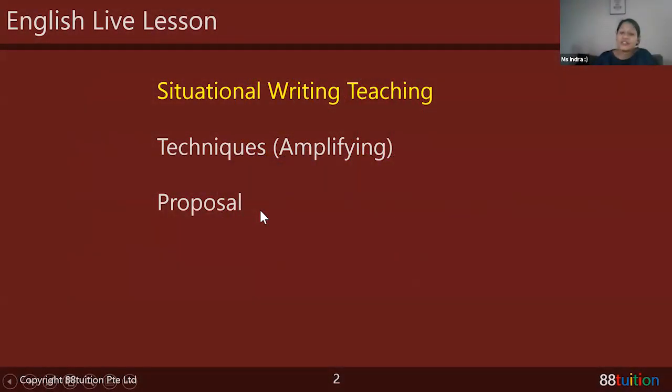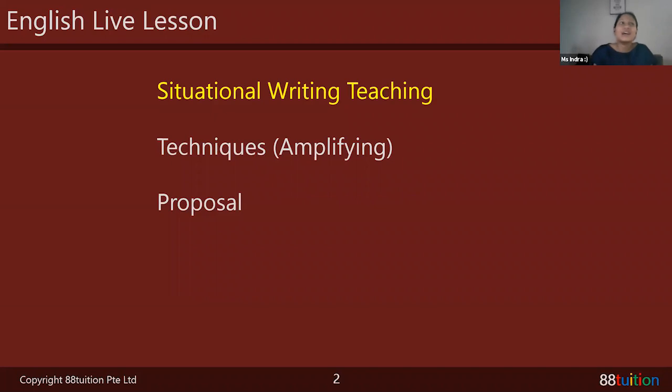What we're going to cover today, basically, is situational writing. We're going to talk about some techniques to help you amplify your facts, the information that you've been given, and how you can make it a little bit more interesting, because many of you struggle with this.